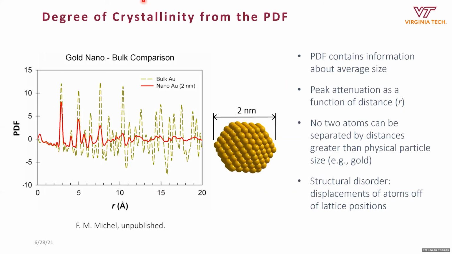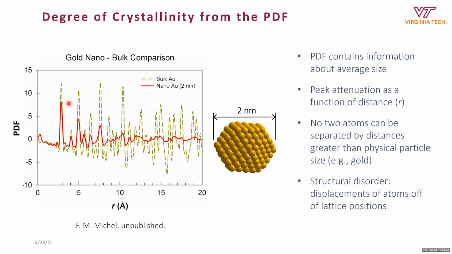And so the last thing I want to tell you about is that PDF gives you information about the degree of crystallinity of your sample. It has to do with the attenuation of these PDF peaks as a function of increasing R. A simple example is if we just compare crystalline or bulk gold to a very monodispersed sample of 2 nanometer gold. And you can see the colors corresponding there.